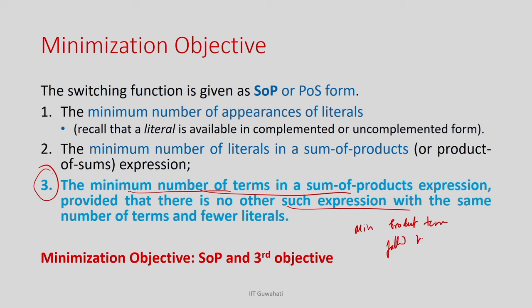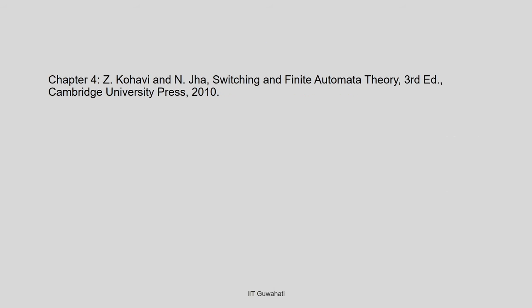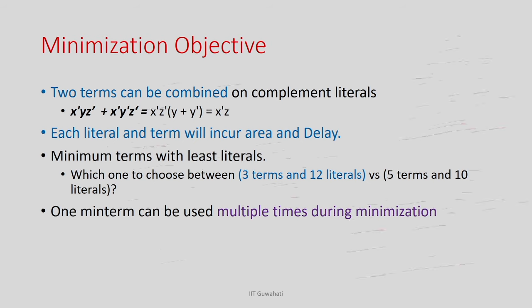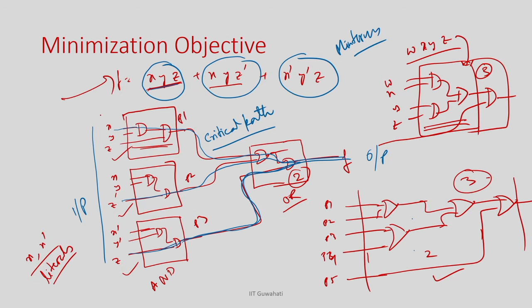followed by number of literals. Okay. So this is the kind of optimization objective. Given a sum of product expression like this, any expression like this, I will try to express it in terms of the minimum number of product terms. And then once I find, say, four expressions with the minimum number of product terms, I will choose the one which has the minimum number of literals. Okay. So this is the optimization goal which we understood.